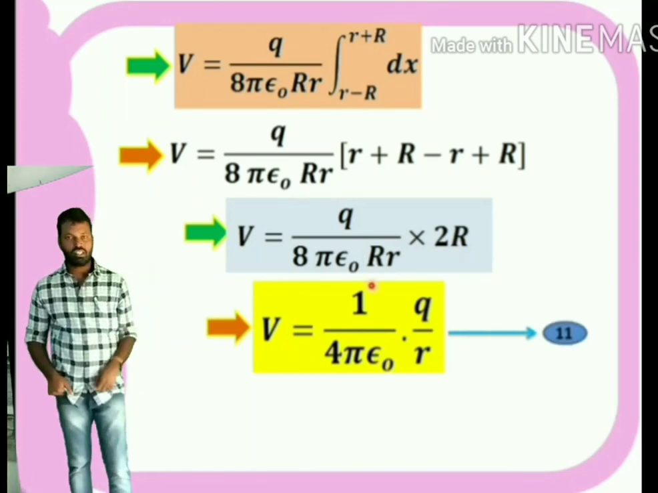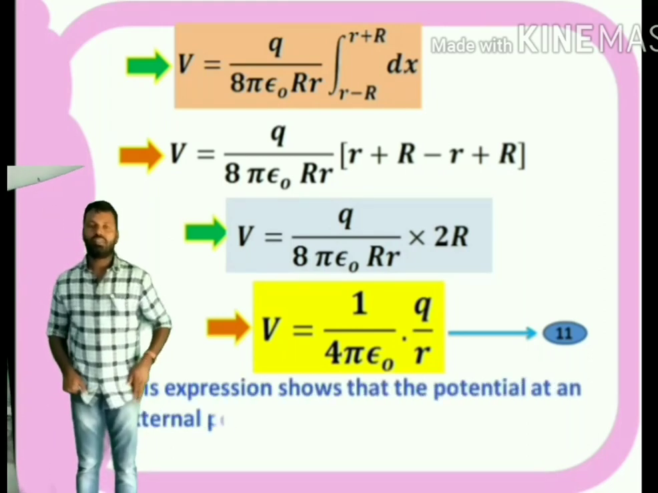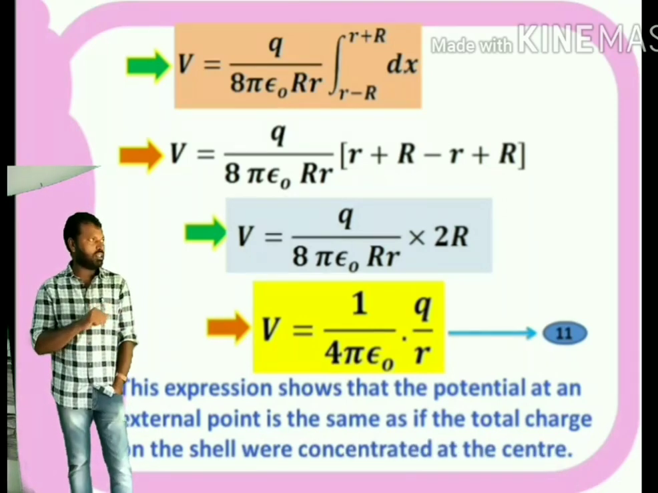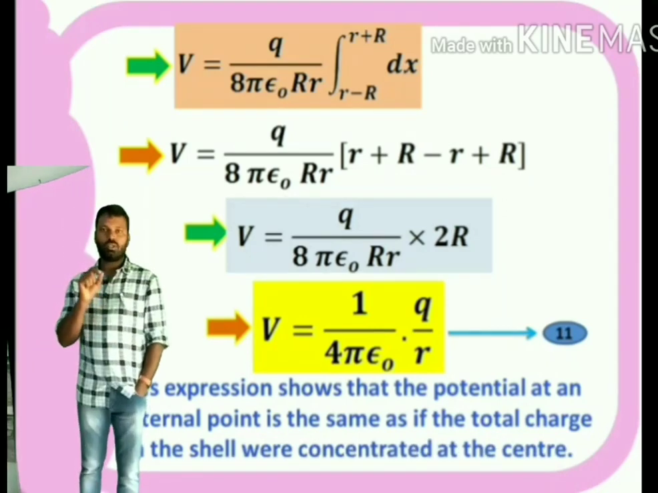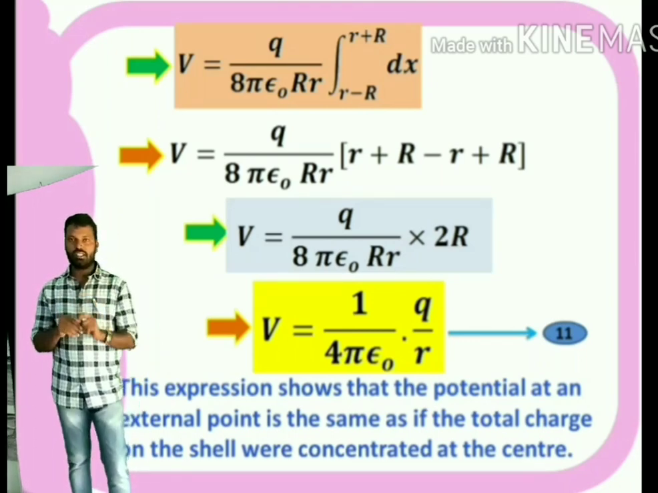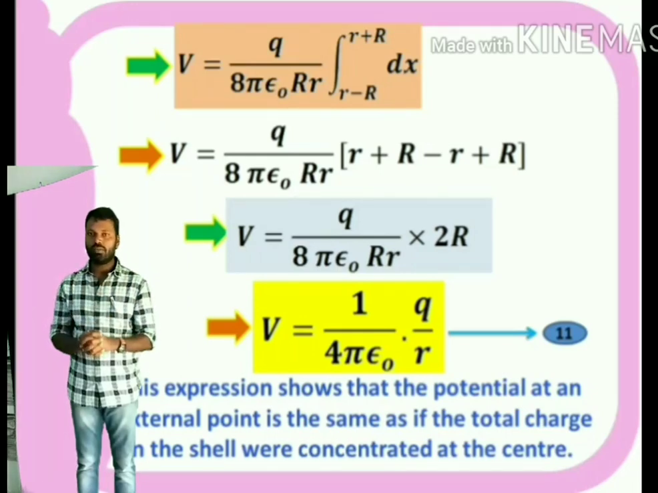This is the expression for potential at a point outside the spherical shell. This expression shows that the potential at an external point is the same as if the total charge is concentrated at the center, like a point charge. For a point charge also the potential equation is the same: V is equal to 1 by 4 pi epsilon naught q by r only.